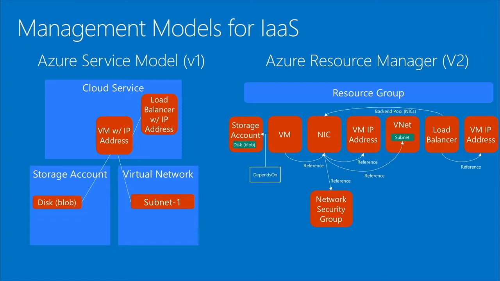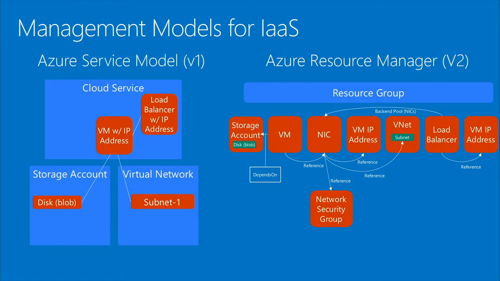So we had the concept of a cloud service, which was a collection of virtual machines. We had storage accounts and virtual networks, and all of these were discrete objects that you had to go create independently from one another, and that were only loosely connected. The only things that were tightly connected, and too tightly connected, were the networking objects and the virtual machines as part of the cloud service.